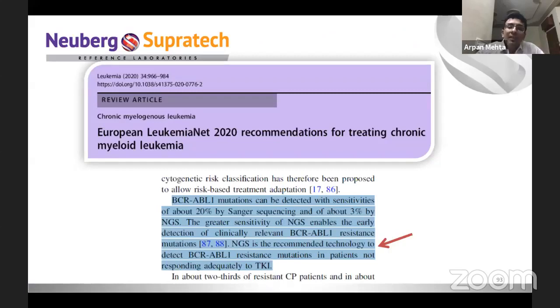Taking all of these into consideration, the European Leukemia Network 2020 recommendations state that BCR-ABL1 mutations can be detected with sensitivities of about 20% by Sanger sequencing and of about 3% by next generation sequencing. The greater sensitivity of NGS enables early detection of clinically relevant BCR-ABL1 resistant mutations. And the most important point is that NGS is the recommended technology to detect BCR-ABL1 resistance mutations in patients not responding adequately to TKIs.